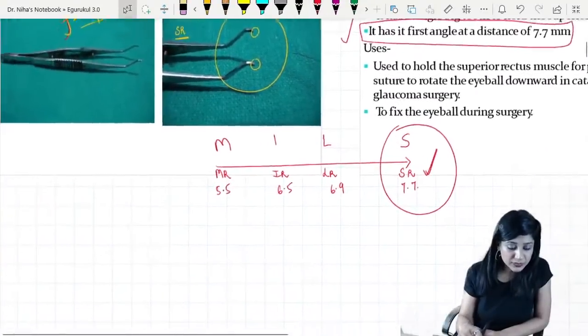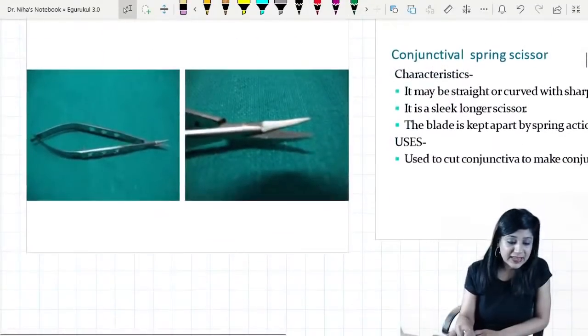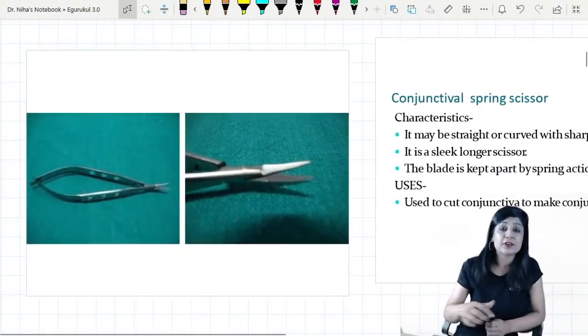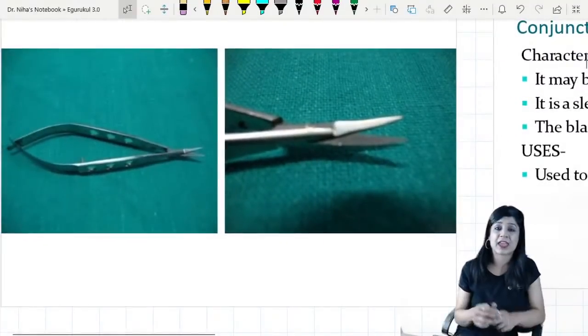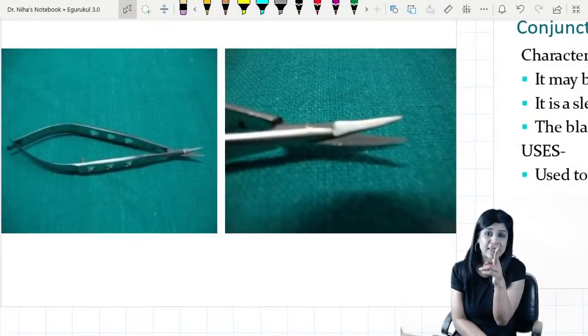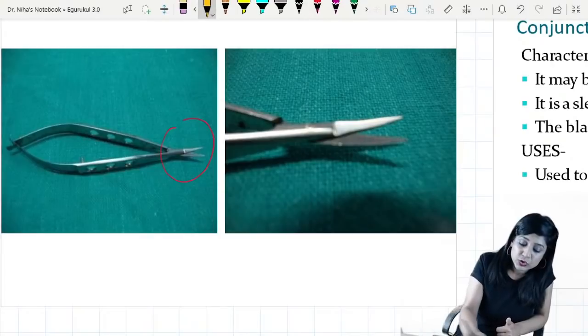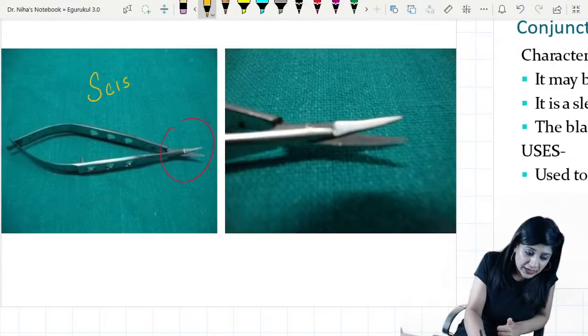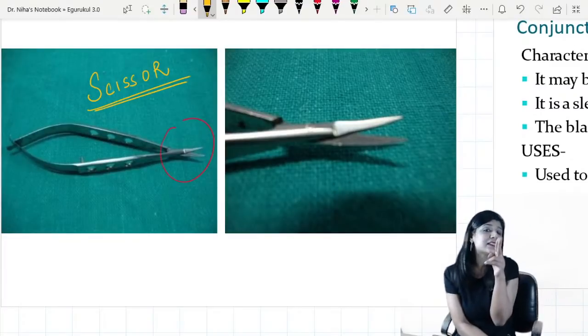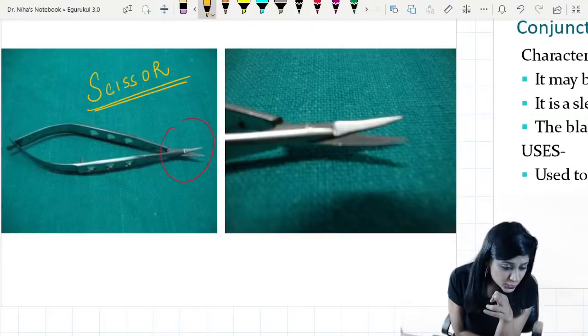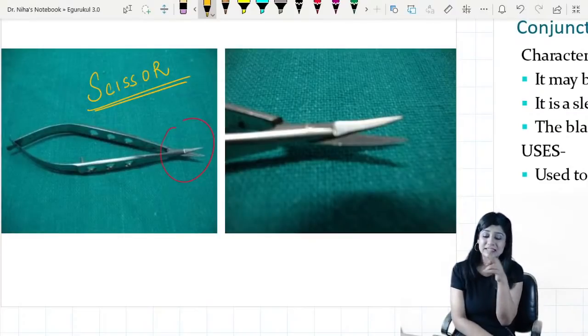Then we come to the next one. Now see, this is actually not a forceps. You can look at its shape. This is showing you cutting blades, and cutting blades means a scissor. So this instrument is a scissor. Now can you see this is not a normal scissor? Yes, Alia, right. This is not a plain cutting scissor.